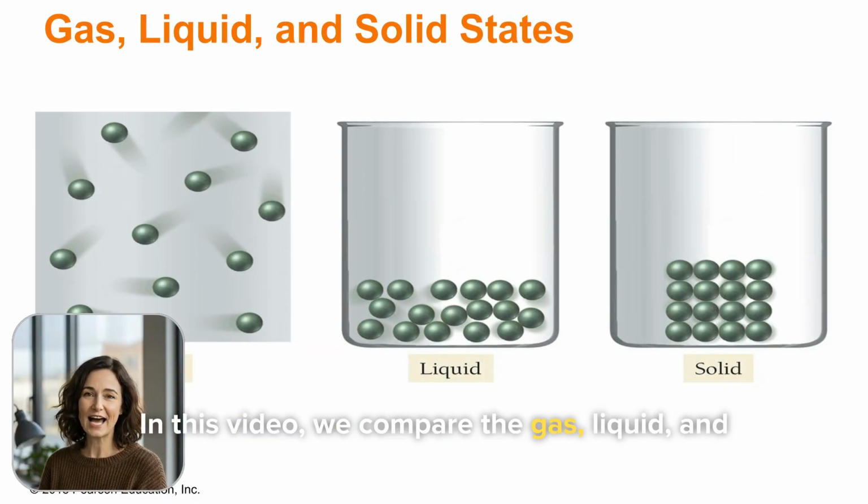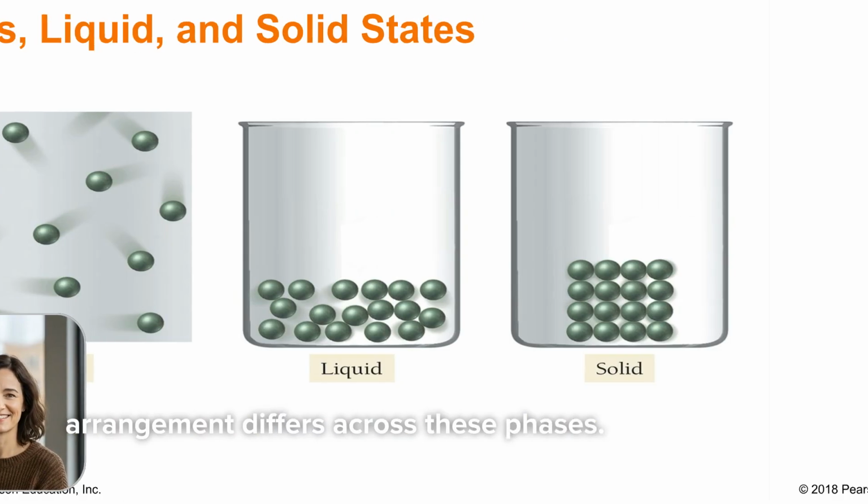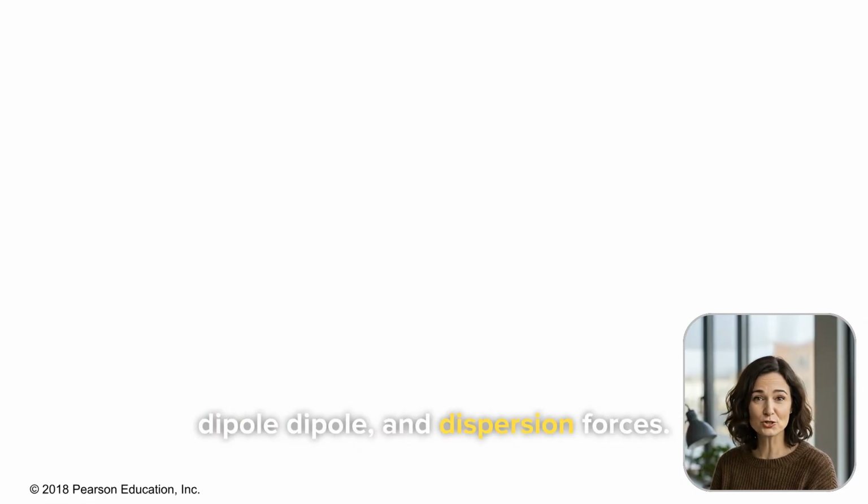In this video, we compare the gas, liquid, and solid states of matter, focusing on how particle arrangement differs across these phases. This table highlights key differences between solids, liquids, and gases regarding properties like volume, shape, density, and kinetic energy. Here is a summary of different intermolecular forces, including ion-dipole, hydrogen bonding, dipole-dipole, and dispersion forces. This table details the types of solids: molecular, network covalent, ionic, and metallic, along with their structural particles and typical properties. This visual illustrates three types of crystalline solids: atomic solids, ionic solids, and molecular solids.